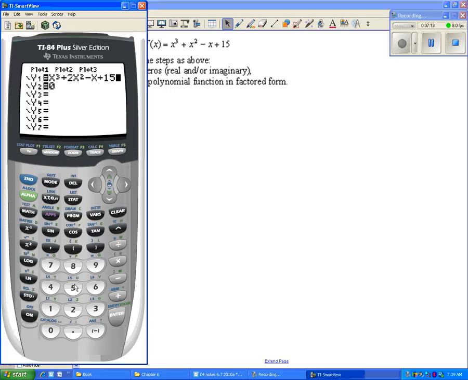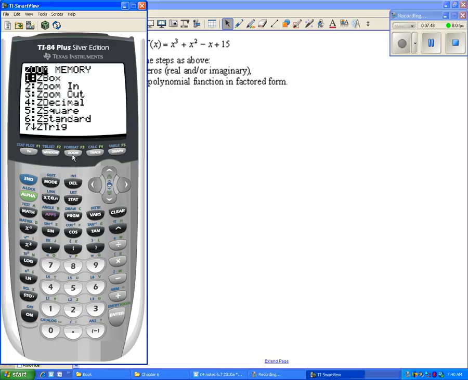X cubed plus, it's just x squared minus x plus 15. I made that mistake. I need to make sure I get rid of that. X cubed plus x squared minus x plus 15. That looks correct. I hit enter. I'm going to hit zoom 6 to make sure I'm going from negative 10 to 10, negative 10 to 10. I see one intersection, but I don't see any more than that. Could it be that they are imaginary? Yes, but I want to double check.